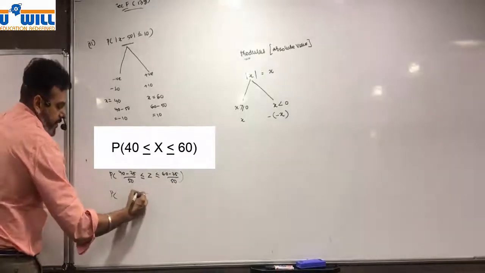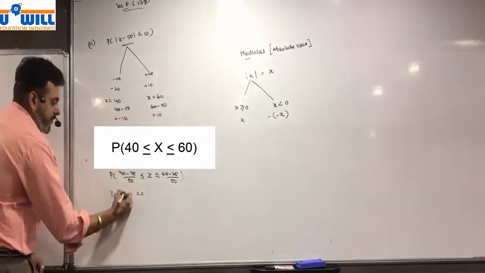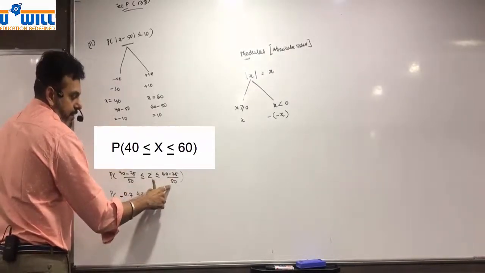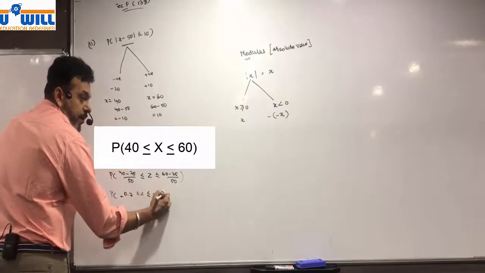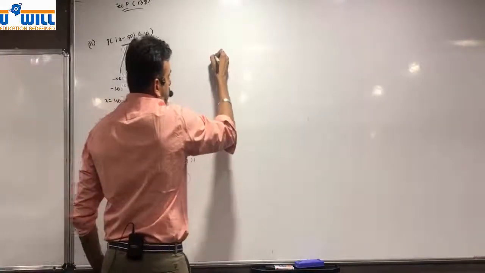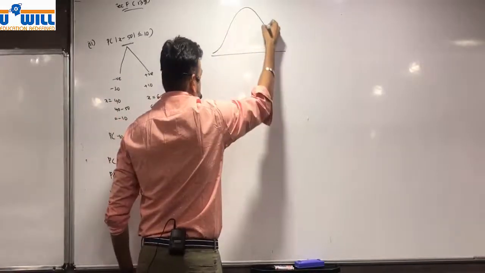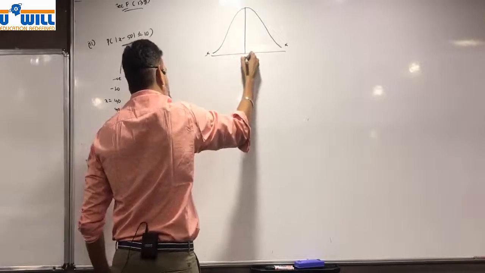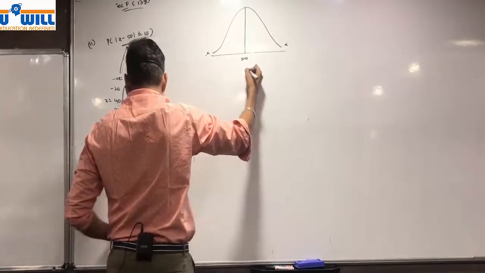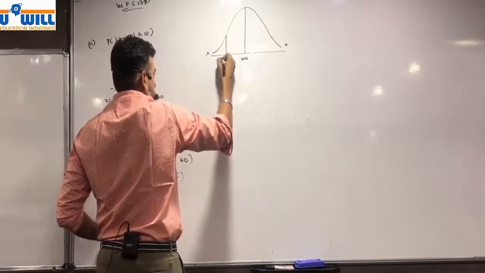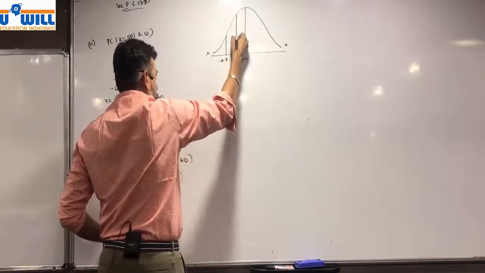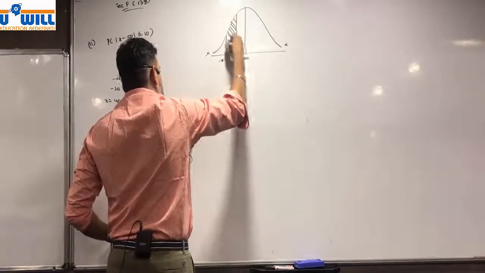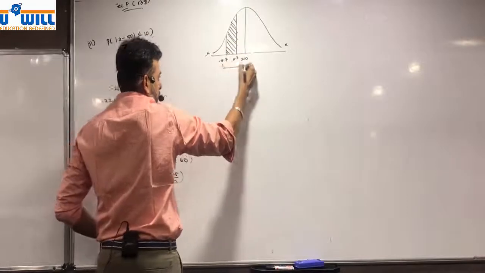So probability of z greater than equal to minus 0.7 negative, and over here 15 by 50, minus 0.3. I draw the graph. Z is equal to 0, minus 0.7, minus 0.3, equation.